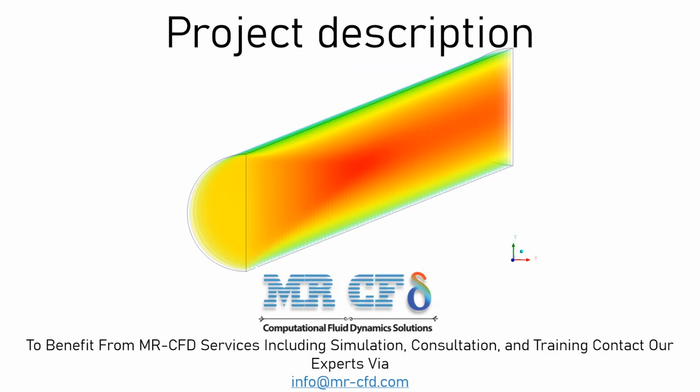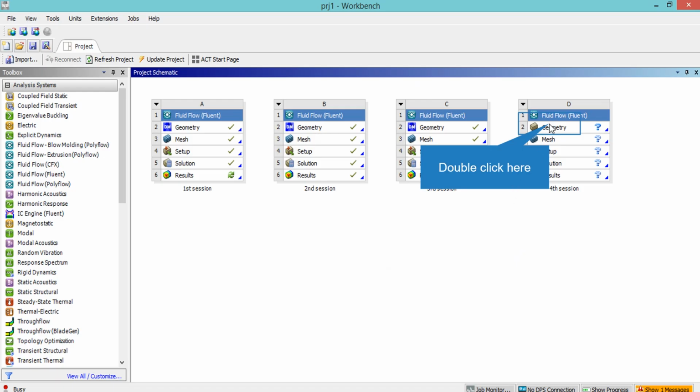In this project, we will investigate the fluid flow problem and heat transfer inside a pipe in 3 dimensions. Now, as you know, the first step is to click on a fluid flow block and then drag it into the blank space inside Workbench software and then double click on Geometry section.